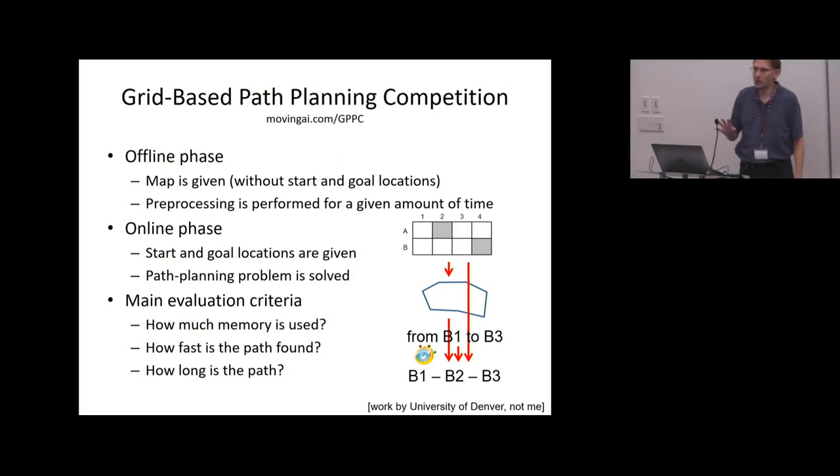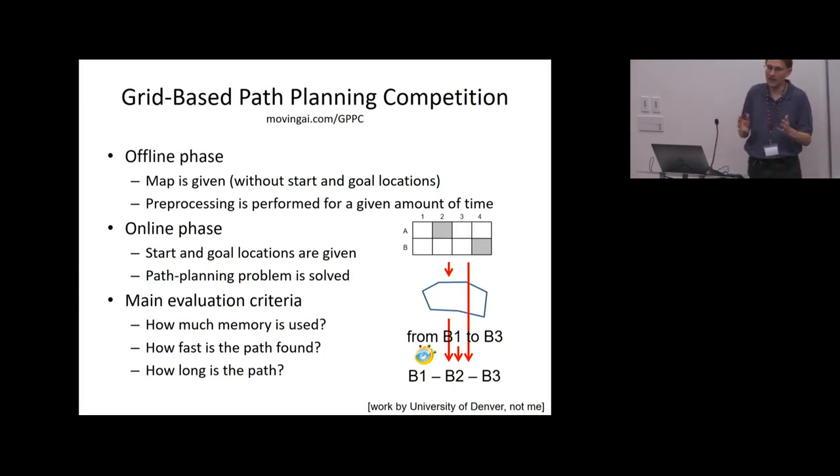But in reality now, people view search more and more as a pre-processing driven type of algorithm, where you have a pre-processing phase in which you can compile information that then makes the search itself much, much faster. To give you an example, there's a grid-based path planning competition that Nathan Sturtevant has run for several years. The way it's run is as follows. He gives you a map. So you know the map and you can pre-process it. You can do whatever you like, obtain any information that you like, and store that information away. That concludes the offline phase.